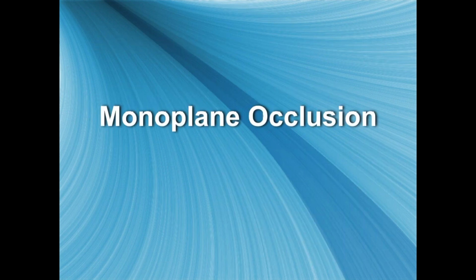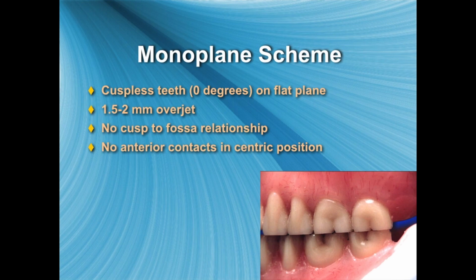We have spent a bit of time discussing lingualized occlusion. Now let's discuss some of the aspects of monoplane occlusion, the other type of occlusion that we use at Dalhousie in order to stabilize dentures. A monoplane occlusal scheme is basically taking cuspless teeth, 0-degree cusps, and setting them on a flat plane. Normally we would set 1.5 to 2 millimeters overjet, similar to what we would do in the lingualized occlusion. There would be no cusp to fossa relationship because remember, there are no cusps. There are no anterior contacts, again in centric position, similar to the lingualized occlusion.